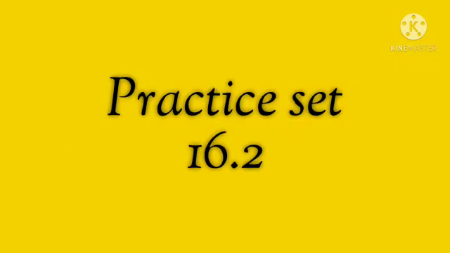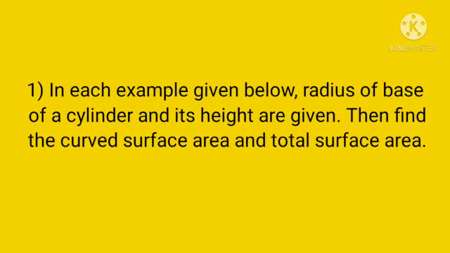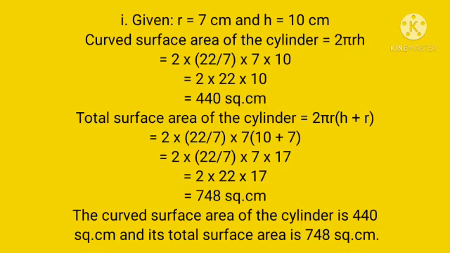Practice set 16.2. Sum number 1. In each example given below, radius of base of a cylinder and its height are given. Then find the curved surface area and total surface area. First one, here radius r is equal to 7 centimeters and height h is equal to 10 centimeters. First, we will find curved surface area of cylinder, which is equal to 2 pi r h.